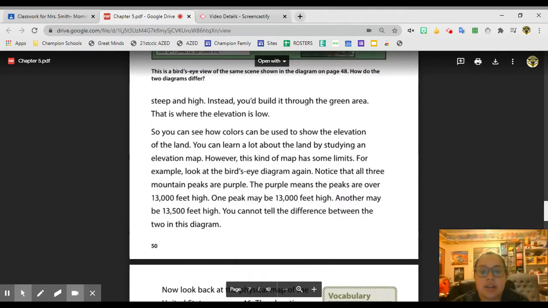So you can see how colors can be used to show the elevation of the land. You can learn a lot about the land by studying an elevation map. However, this kind of map has some limits. For example, look at the bird's eye diagram again. Notice that all three mountain peaks are purple. The purple means the peaks are over 13,000 feet high. One peak may be 13,000 feet high, another may be 13,500 feet high. You cannot tell the difference between the two in this diagram.